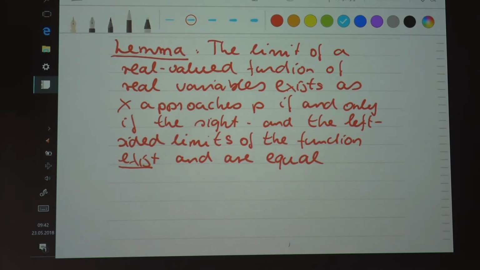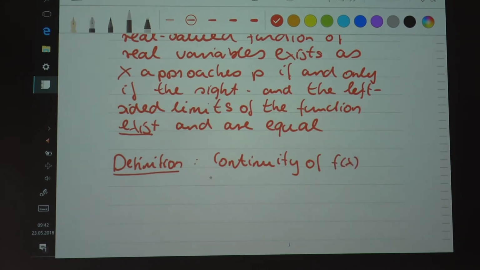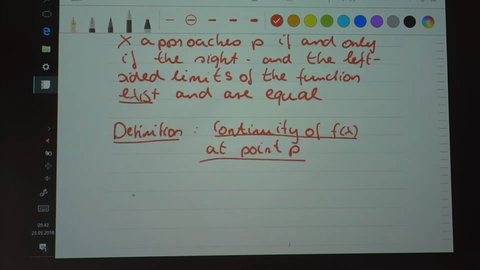All right, guys. Now we're going to talk about continuity. This will be the next definition: continuity of a function f of x at point P. A function is supposed to be continuous at a certain point P if the following statement is true. If a sequence converges to P, then this must imply that the image of the sequence must also converge to the image of P. You understand? So this is what continuity means.